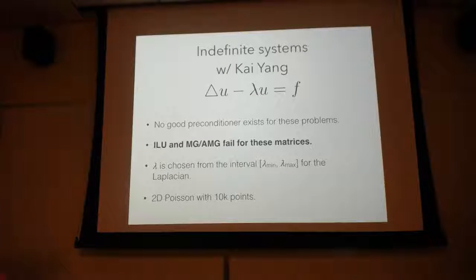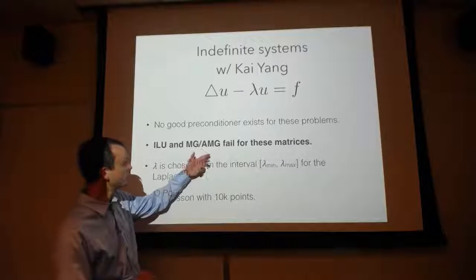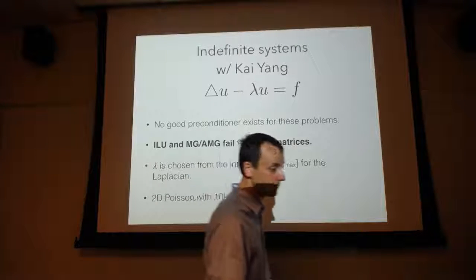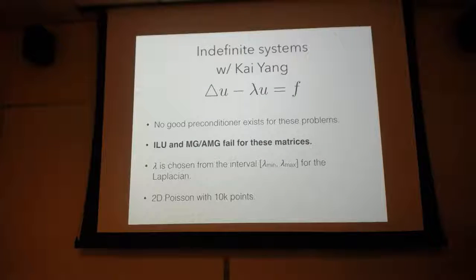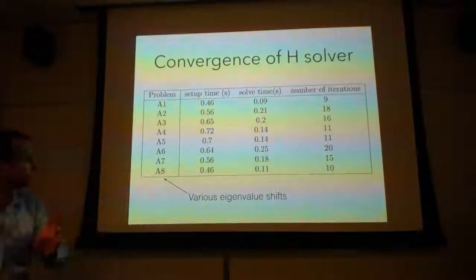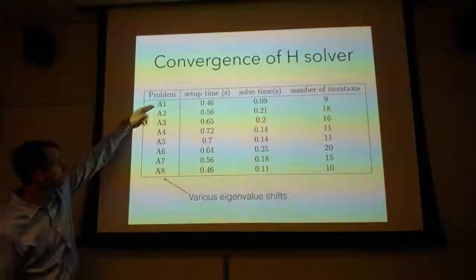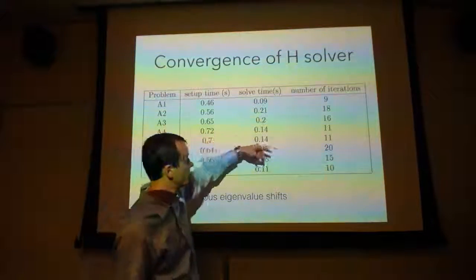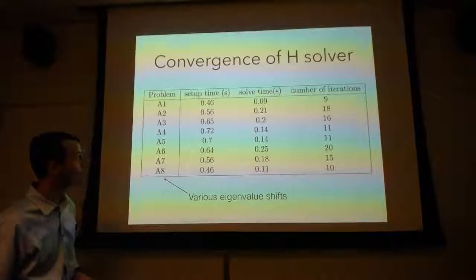If you look at multigrid, algebraic multigrid, and so on, for any reasonable value of lambda that's not tiny, essentially they will fail because they really were not built for these indefinite cases. So we tested the hierarchical solvers, and it turns out that it works really well. Here we shifted the spectrum to the left by various amounts. This is a small shift, this is a large shift, and we still have very good behavior and convergence for our hierarchical solver.